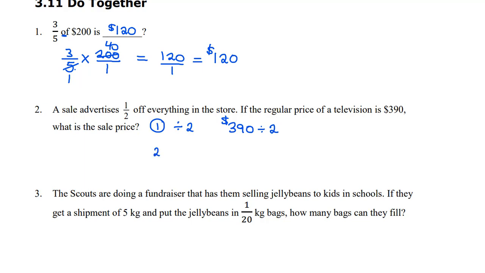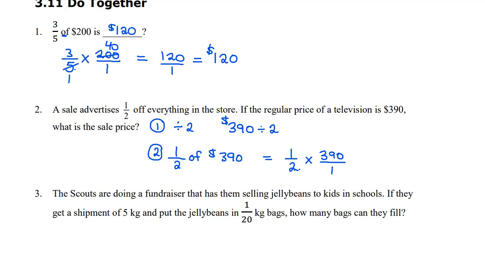Second option, using the fraction, is to actually multiply by half, because remember, when we multiply by a proper fraction, we're getting a smaller number. So what is half of $390? Well, this means half times $390. And so when we multiply by half, it's the same thing as dividing by 2. And that's really, really important.